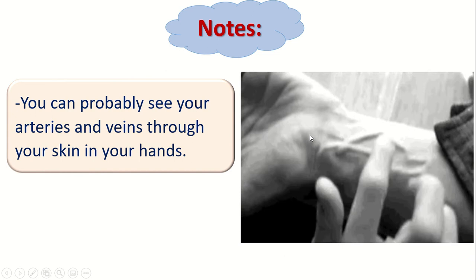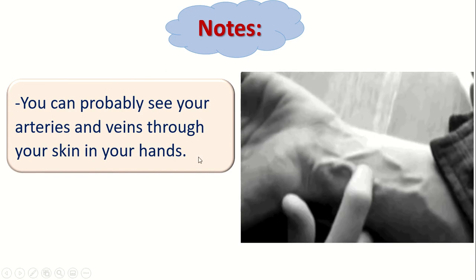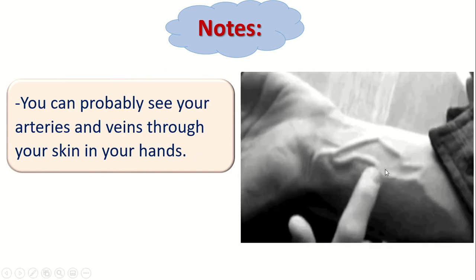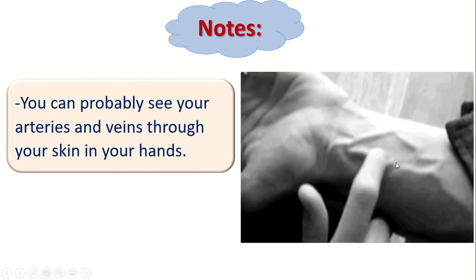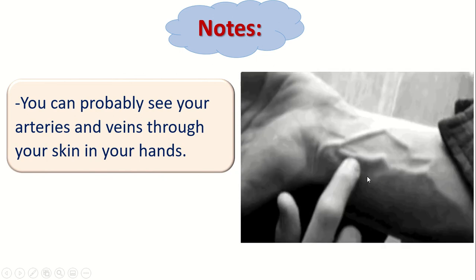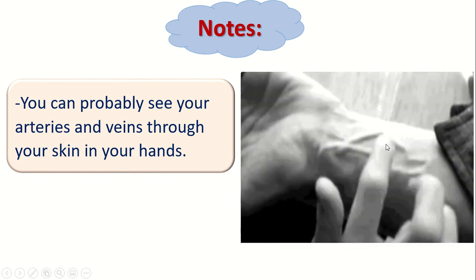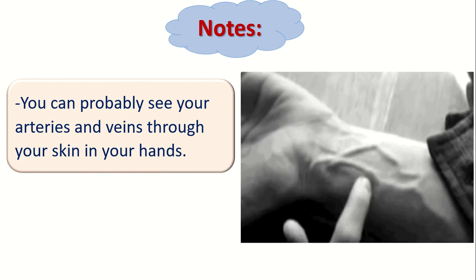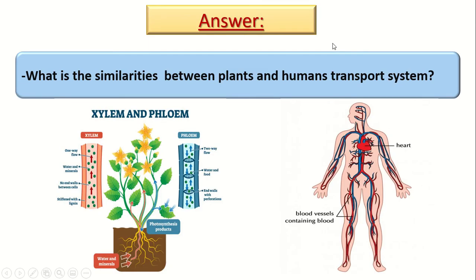Can we see our arteries and veins? Yes. Through the skin of your hand, you can see your arteries and your veins. Guys, can you see it? Show me your blood vessels. Show me your arteries and veins. Excellent. Bravo. Now we have talked about the circulatory system, the arteries and veins.